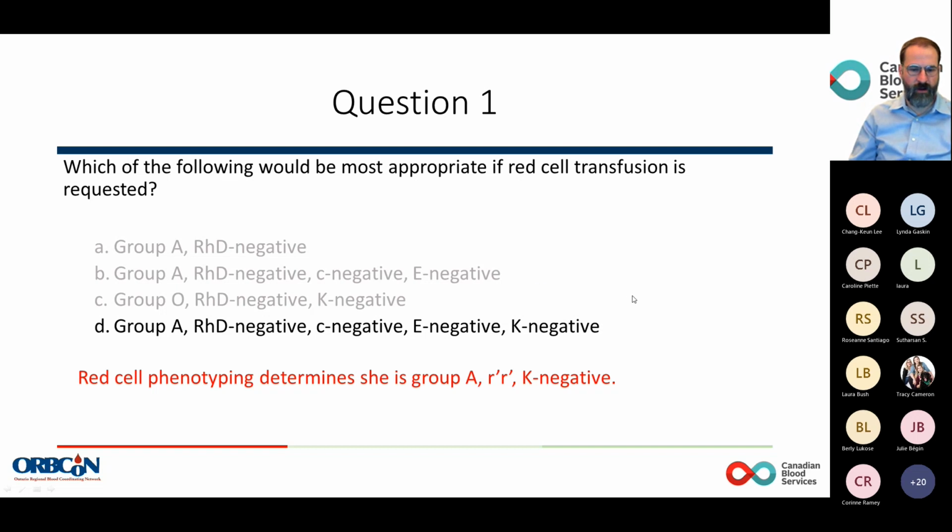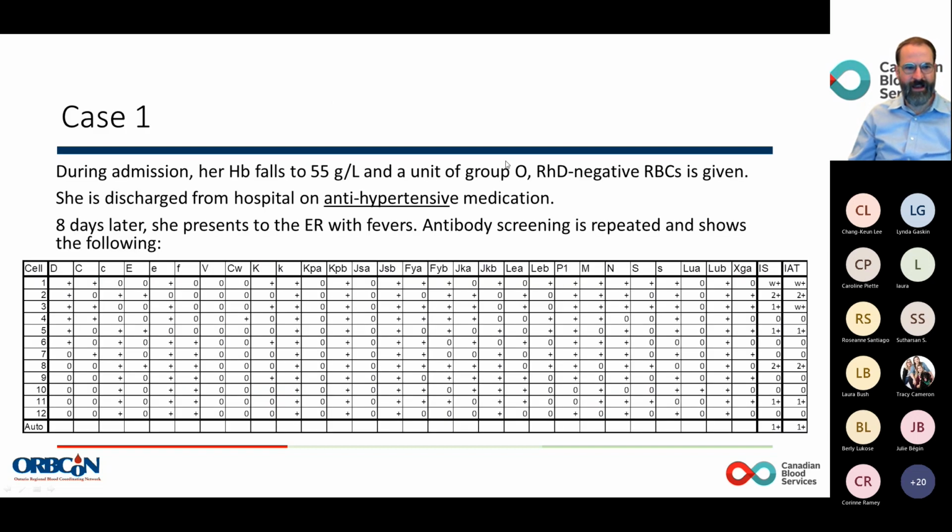And take into account the error in the slides. On case 1, her hemoglobin falls to 55 grams per liter, so a decision is made to transfuse group O RHD negative RBCs, and she's discharged from hospital on antihypertensive medication, again because she presented in a hypertensive crisis. Eight days later, she presents to the ER with fevers, and antibody screening is repeated and shows the following results summarized in the panel.